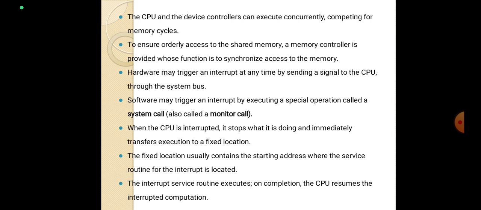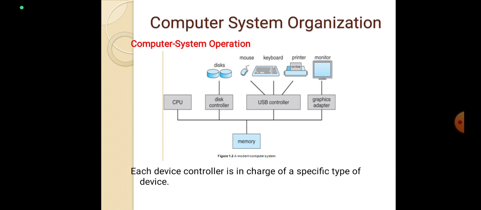When the CPU is interrupted, it stops what it is doing and immediately transfers execution to a fixed location. The fixed location usually contains the starting address of the service routine, and the interrupt service routine executes. On completion, the CPU resumes the interrupted computation.